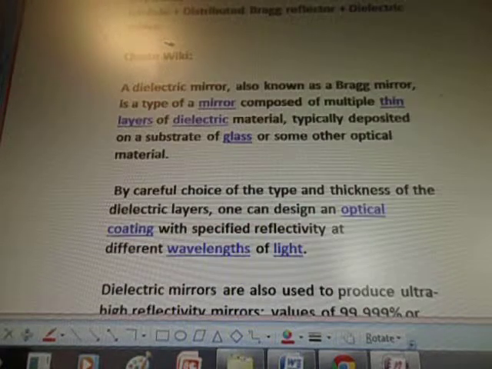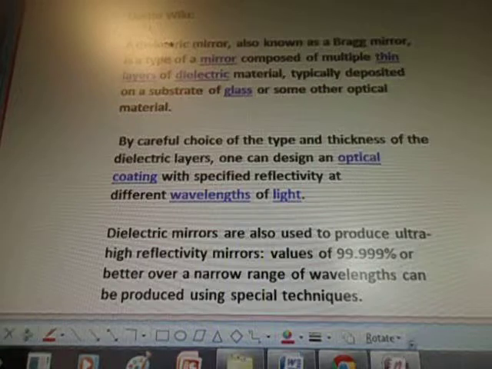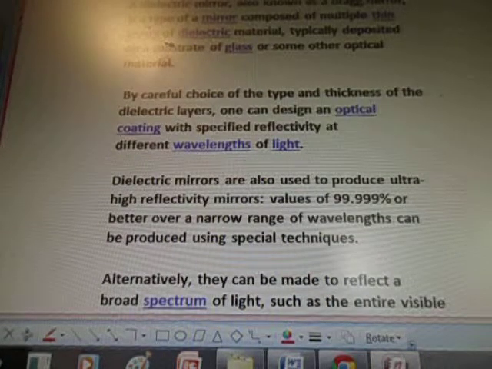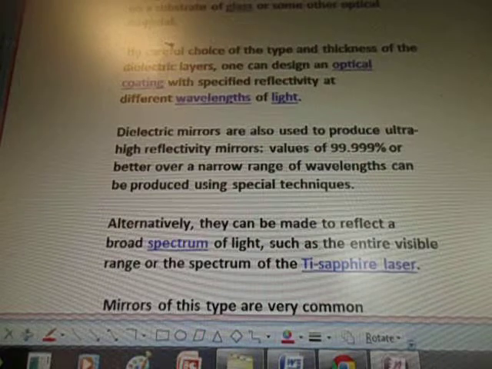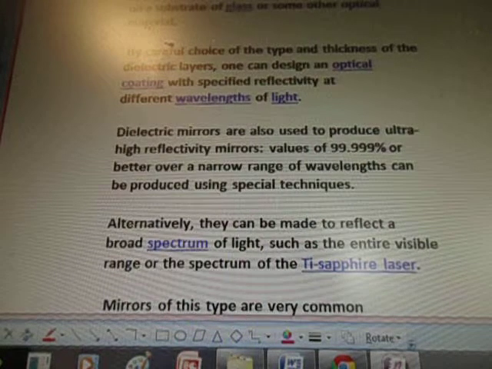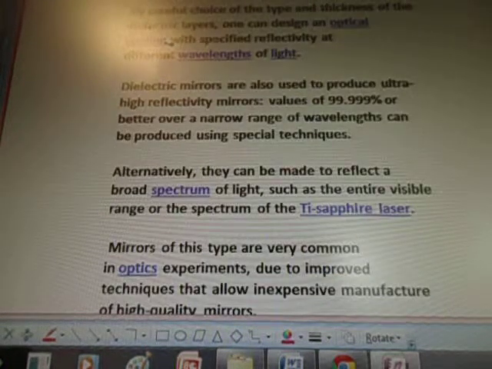By careful choice of the type and thickness of the dielectric layers, one can design an optical coating with specified reflectivity at different wavelengths of light. Dielectric mirrors are also used to produce ultra-high reflectivity mirrors, values of 99.999%, or better over a narrow range of wavelengths can be produced using special techniques.